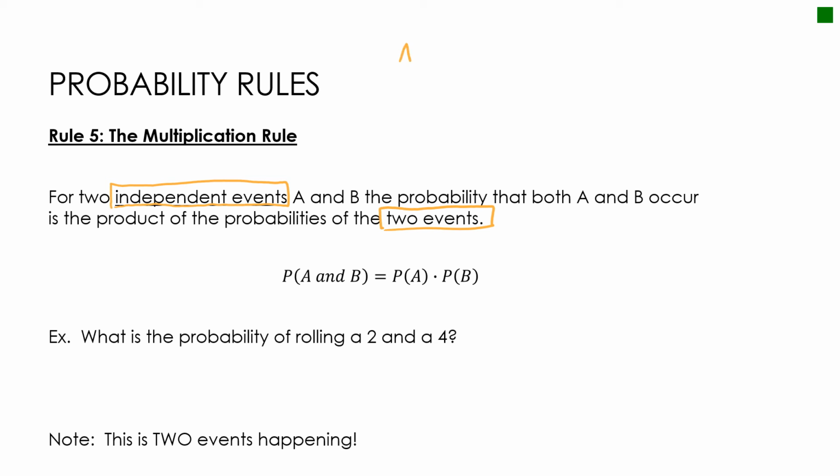When I was adding, I only had 1 event with multiple desired outcomes. Only 1 event was happening. When I'm multiplying, I have 2 or more events.